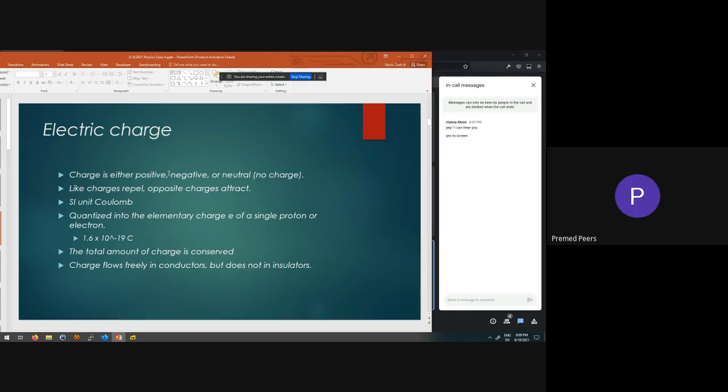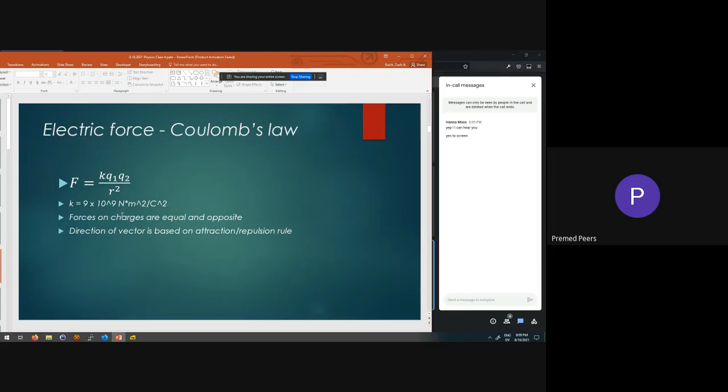We can have positive and negative on an object and have it be neutral, but the total amount is conserved. Charge flows freely in conductors, but charge does not flow freely in insulators. That does not mean that insulators cannot have charge on them, as we'll see soon. So that's charge. Now, why do charges attract, and how do we quantify how they attract?